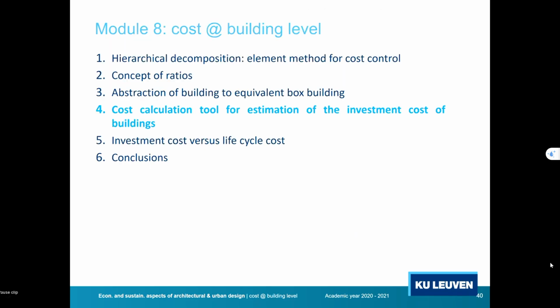This brings us to the final part, where we will now make our own calculations to estimate the investment cost of our buildings by, first of all, calculating the ratios. Once we have calculated the ratios, we can multiply them with the unit prices for each of the elements, and then we can calculate the investment cost of our building.